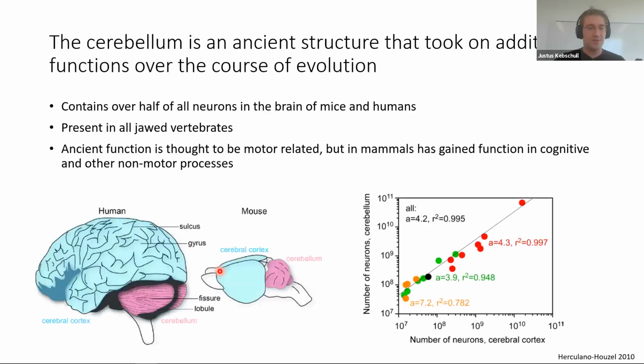One such system is the cerebellum, in particular the deep cerebellar nuclei. So the cerebellum is this hindbrain structure, right? It is evolutionarily ancient, present in all jawed vertebrates, and is famous for its motor-related functions and for its function in controlling fine movements. At least in mammals, however, it seems to have picked up more roles in higher cognitive function as well.